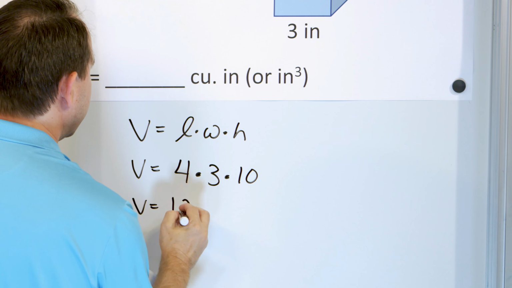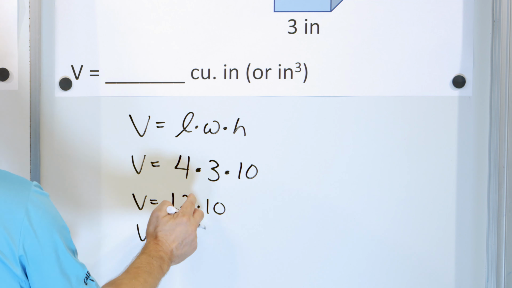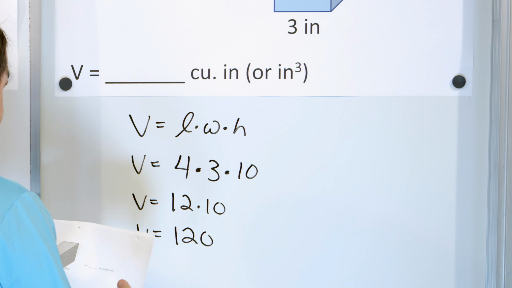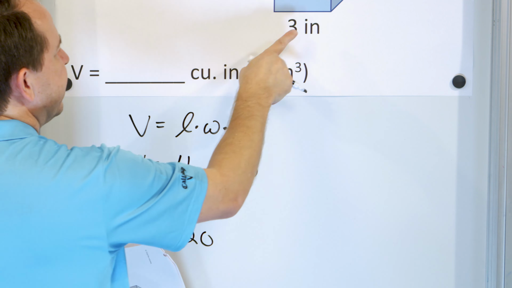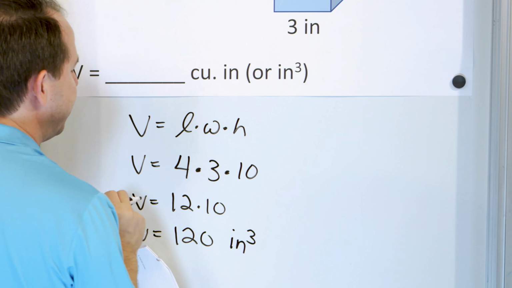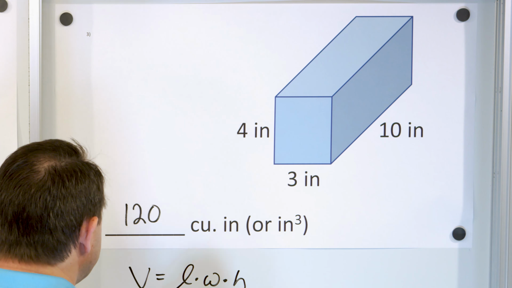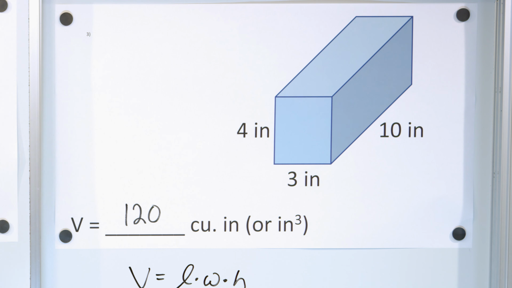4 times 3 is 12. We still have to multiply by 10. And 12 times 10, you just add a 0 and make it 120. 120 what? Well, it's inches times inches times inches, which means it's cubic inches. That's how many cubic inches will fit inside of here. 120 cubic inches. I do have a couple more. I'm going to take these down and conquer those right now.